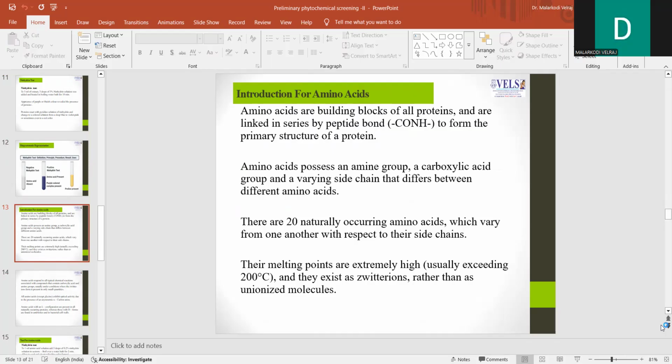Next come the amino acids. Introduction to amino acids. They are the building blocks of proteins and are linked in series by peptide bonds to form the primary structure of a protein. Amino acids possess an amine group and a carboxylic group, but have a varying side chain that differs between different amino acids.